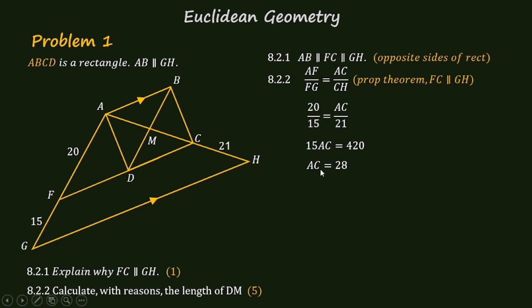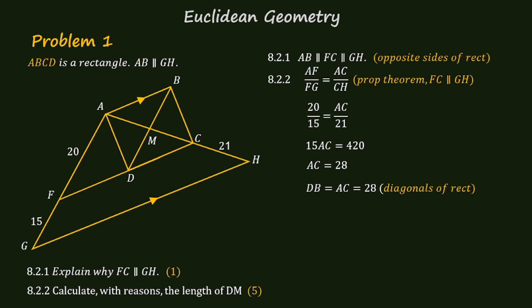Now we know that AC will be equal to DB. These are the diagonals of a rectangle. We know that the diagonals of a rectangle are equal in size, so we can simply put the reason as diagonals of a rectangle.